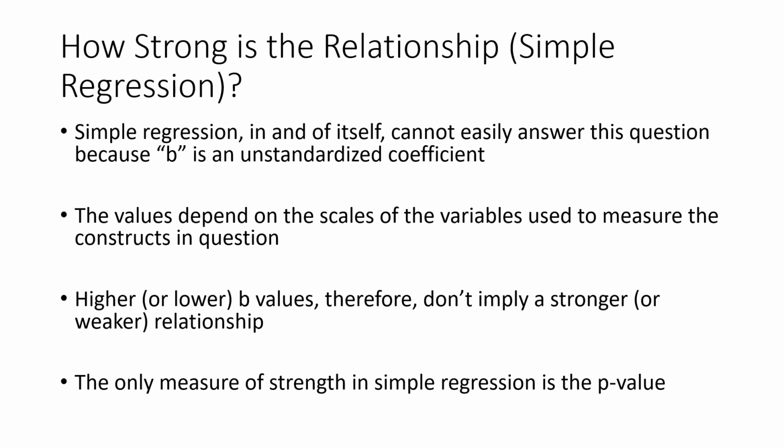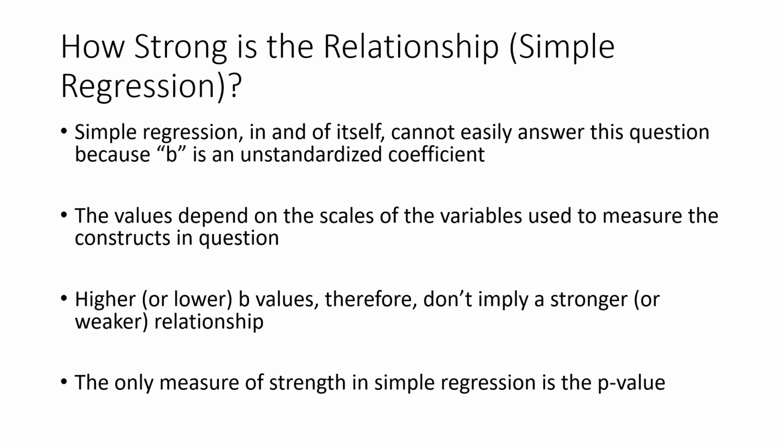It has not been standardized. It is unstandardized. So what does this mean? What this means is that the values of B are dependent on the scales of the variables that were used to measure the constructs that are in your equation. So B is intimately related to the measurement scales that you use for the variables in the equation. So higher or lower B values don't necessarily imply a stronger or a weaker relationship.